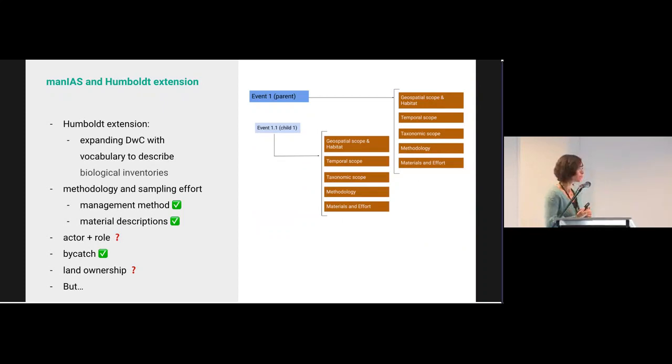So I was very happy to see the latest developments in the Humboldt extension, which expands the Darwin Core with vocabulary to describe biological inventories. With the Humboldt extension you can report about the geospatial scope, the temporal scope, the taxonomic scope, and very importantly here, the methodology and the materials and efforts. So I think this extension already covers another part of our needs, but there are still things I'm not sure of. Are we talking about the same things when we talk about the effort spent in the field? I think we need to zoom a little bit deeper. The roles of the actors, land ownership is also a question. I'm not sure, it might be. So I think it offers some opportunities, but there's still a need to work on more vocabularies and more terminology to report on management efforts.